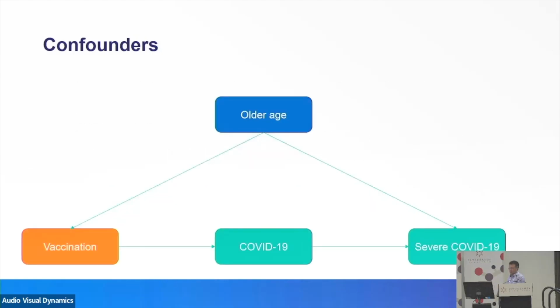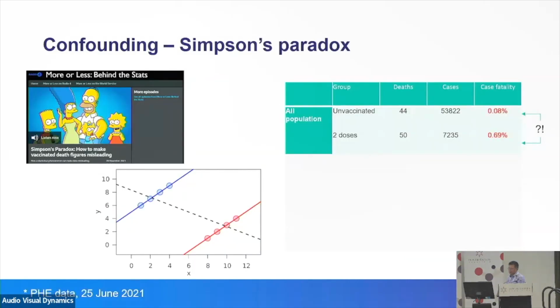When we are not randomizing and doing this in a clinical trial, we need to think about confounders and biases. Age is probably a very good example of this. Older people are more likely to be vaccinated and more likely to get severe disease, and we can draw these diagrams. There's a very good example of what is Simpson's paradox, which I've never been able to explain to students before, but for the first time I can now.